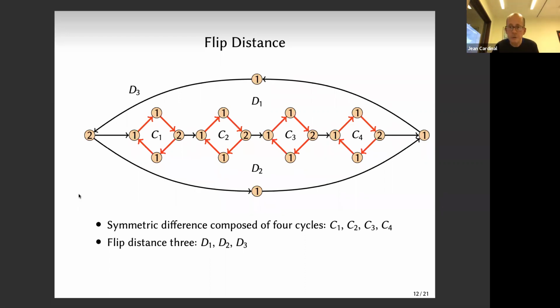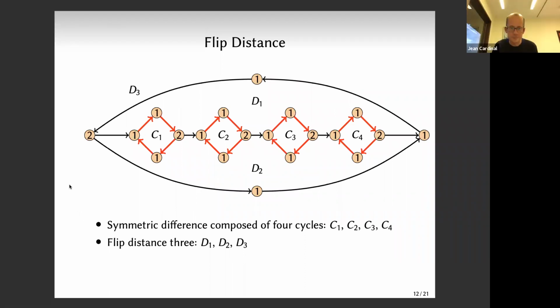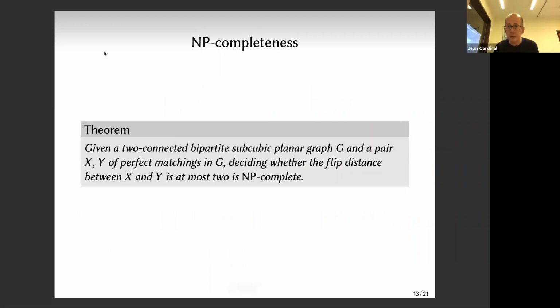So now my question is, how hard is it to compute the shortest flip sequence? So here's the result. It's an NP-complete problem. And it's NP-complete even in a very special case, even when the graph is bipartite, degree at most 3, planar, and 2-connected. So I give you a pair of perfect matchings in this very special graph, and I ask you, what's the minimum number of flips to go from X to Y?